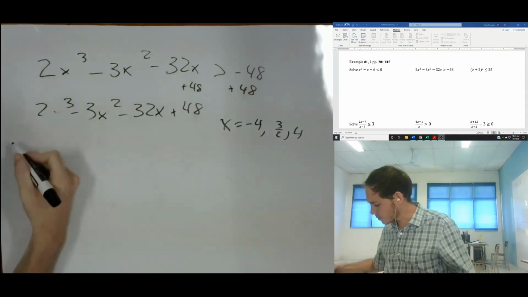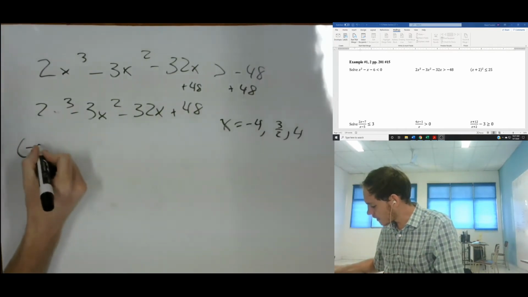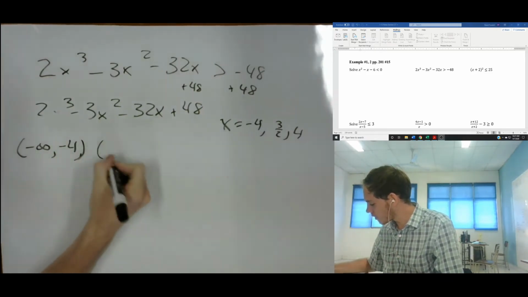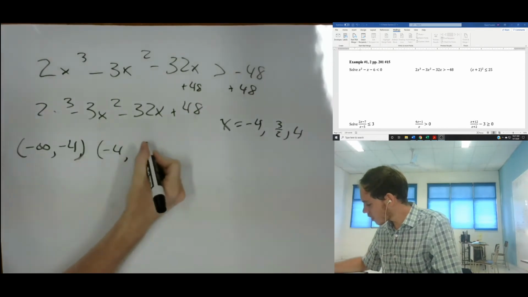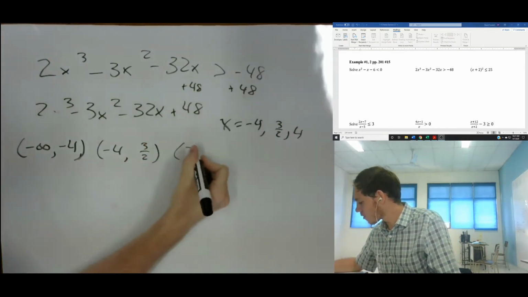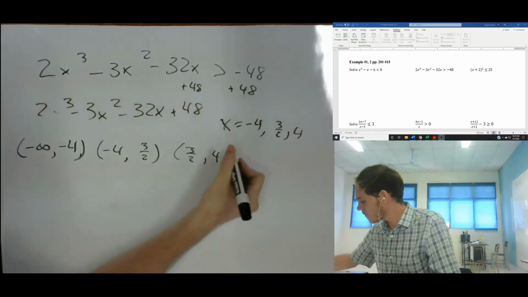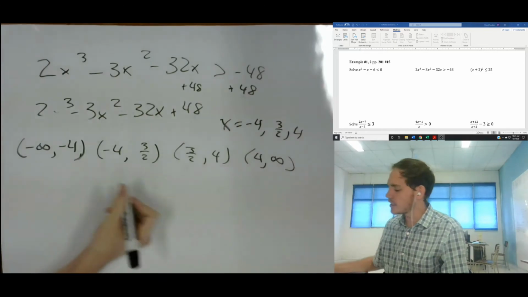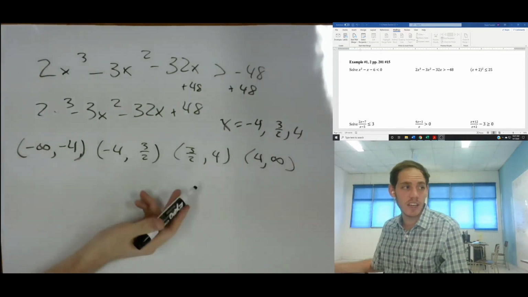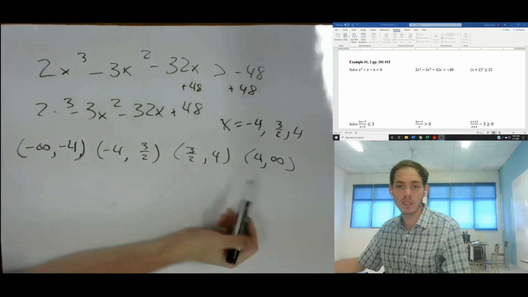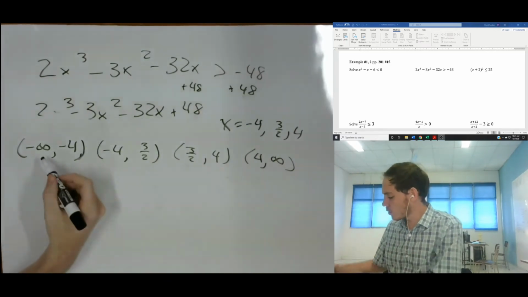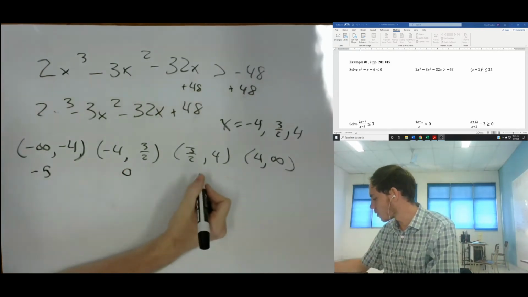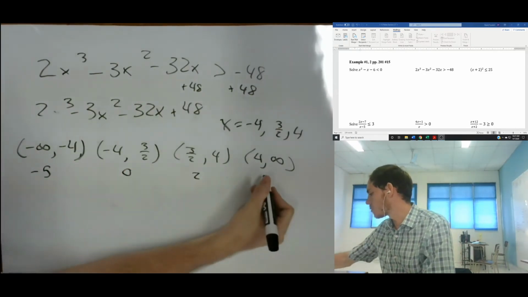And then after getting our synthetic division, we get our test intervals. We're going to have a lot. So negative infinity to negative 4, negative 4 to 3 over 2, 3 over 2 to 4, and finally 4 to infinity. Now, the rule with these is that the signs should alternate unless one of these is a double zero. We'll talk about that. So we test this one with negative 5, this one with 0, this one with 2, and this one with 5.